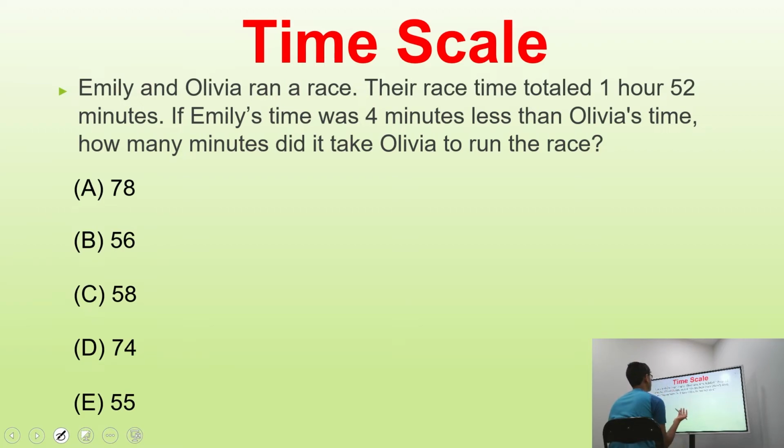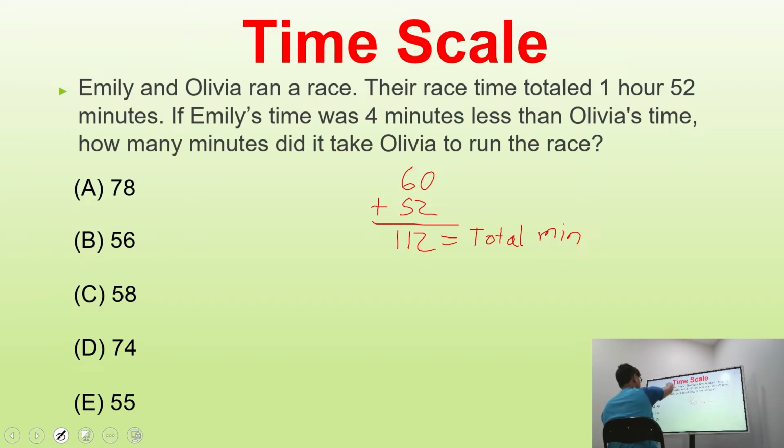What we first need to do is convert the 1 hour 52 minutes to just minutes. So we know that it's 60 plus 52, we get 112 as the total. So we already know that 112 is the total minutes, and that Olivia's time is 4 minutes more than Emily's time. Now we're going to divide this by 2. So we have 112 divided by 2, and once we divide this, we should get 56.